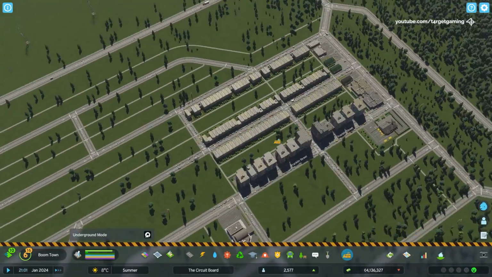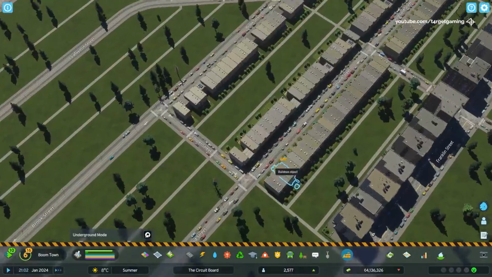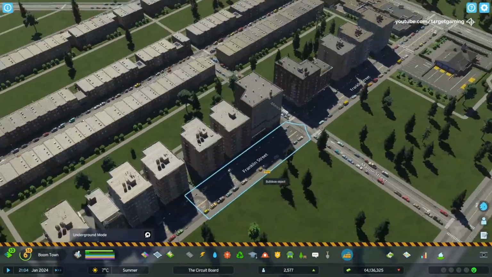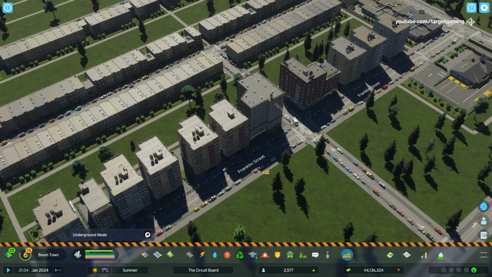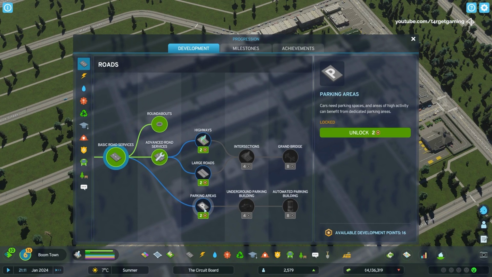Another thing that this area is going to need is actually parking spaces, because as you can see, the streets are already filling with cars. That's because this area is very dense when it comes to population. I think it's a good time for us to unlock the parking areas, so I'm going to unlock it.